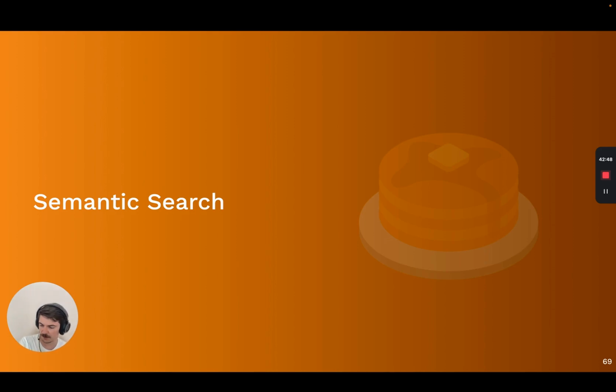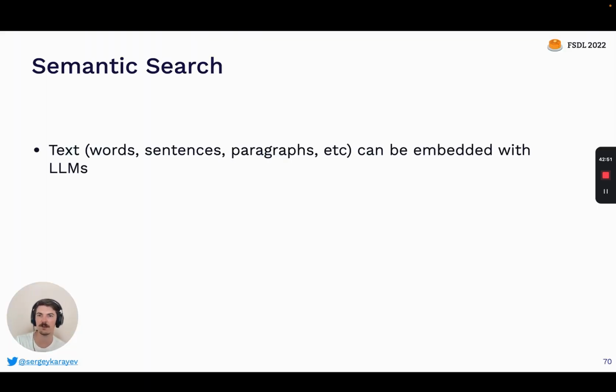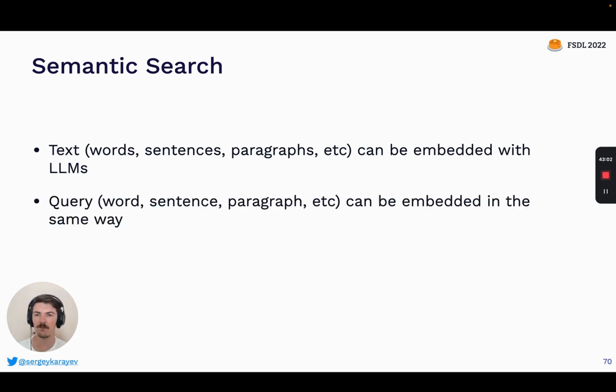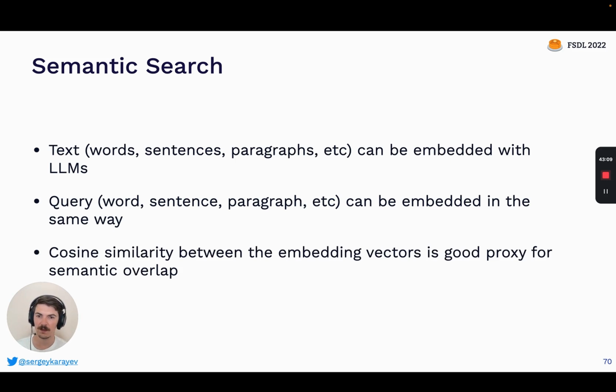Semantic search is another interesting application area. So basically, if you have text like words or sentences or paragraphs or whole documents, you can embed that text with large language models to get vectors, right? And then if you have queries like words or sentences or paragraphs, you can also embed them in the same way. So now you just have vectors. And so you can compute cosine similarity between these embedding vectors. And that is a pretty good proxy for semantic overlap. So if I have a bunch of documents and I embed all of them, and then I have a query, what's the friendliest breed of dogs? Then I'll encode that, match it to all of my documents, and then return some stuff about dogs and friendliness.